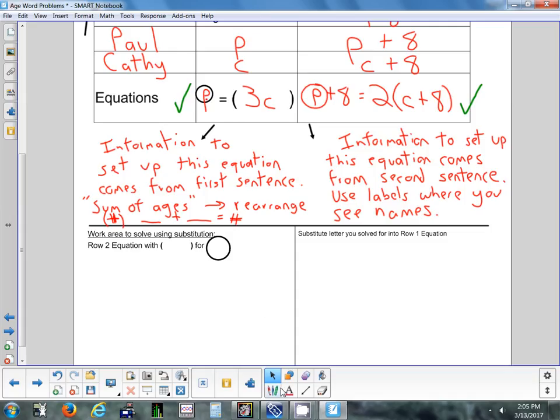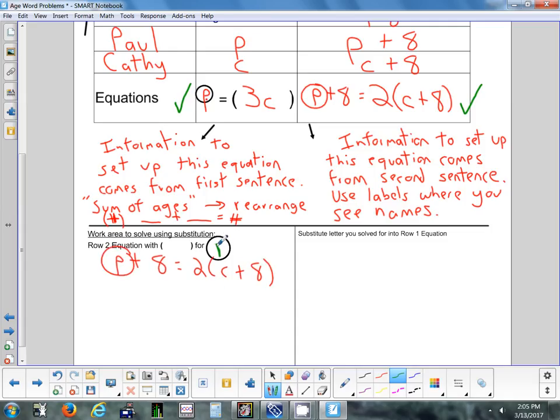What's taking the place of P? 3C. So I'm going to start this equation with, well, actually, I'll write it out so you guys can see. Here's the row 2 equation. I'm substituting for P. What's taking the place of P again? 3C. I'll write it in a different color so you guys can see. 3C. That's taking the place of P. Everything else stays the same. Plus 8 equals 2, C plus 8.